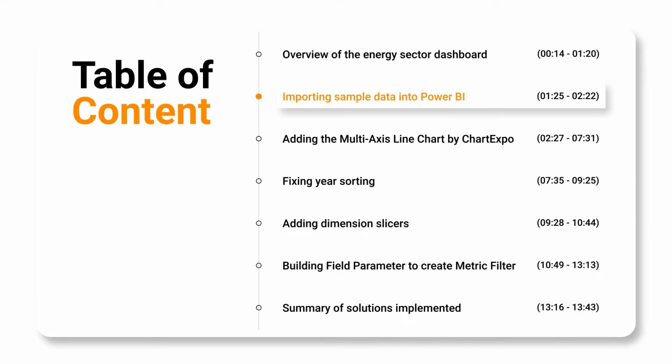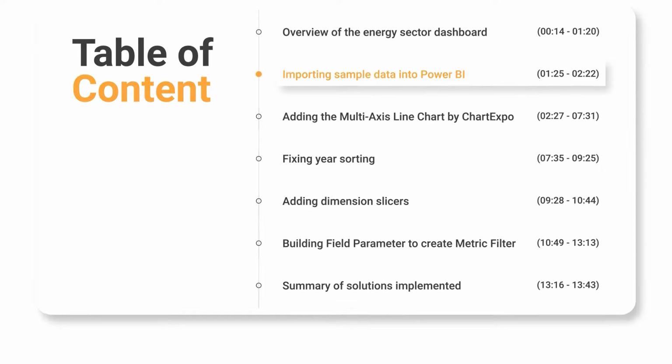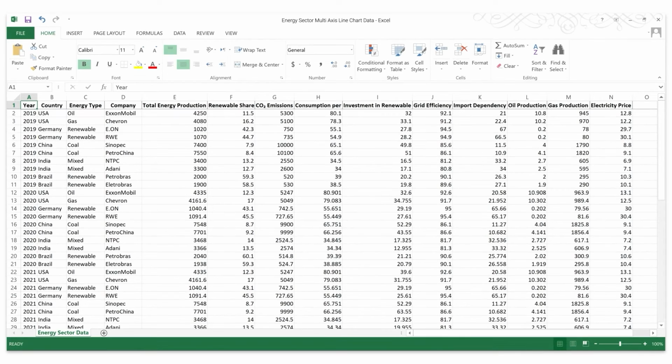Importing sample data into Power BI. This is the sample energy sector data we will use to build the dashboard. The dataset includes 14 columns. The first 4 are dimension, that is, text fields: year, country, energy type, and company. The remaining 10 columns are numerical measures related to energy sector KPIs. Let's import this data into Power BI from an Excel workbook.